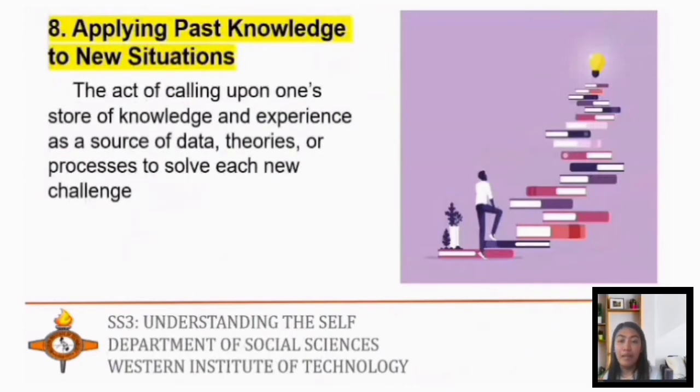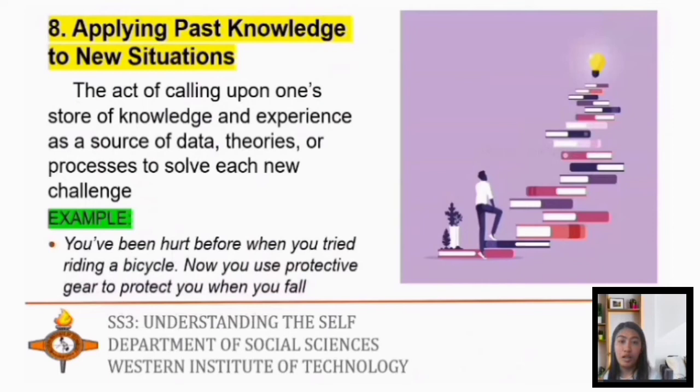Number 8. Applying past knowledge to new situations. The act of calling upon one's store of knowledge and experience as a source of data, theories, or processes to solve each new challenge, or everything that you have learned from your past experience will help you to face the current or future challenges of your life and to help you to avoid unnecessary mistakes.